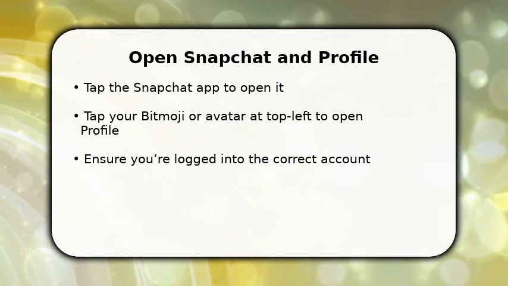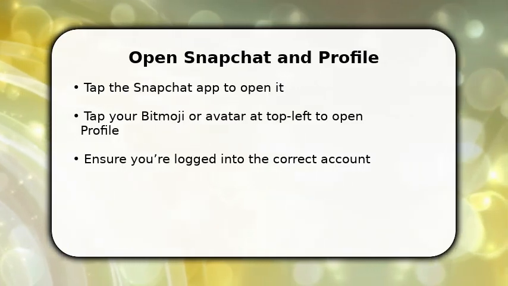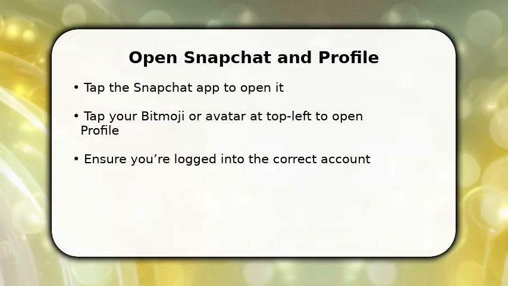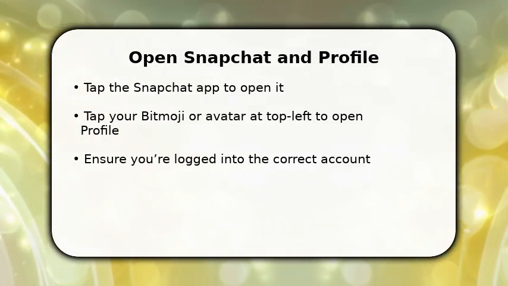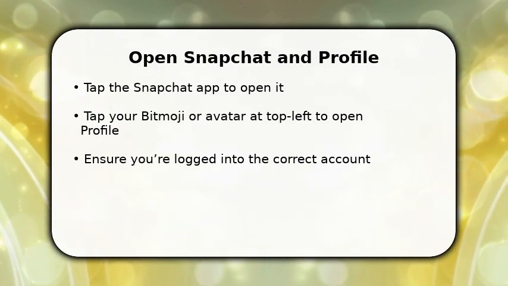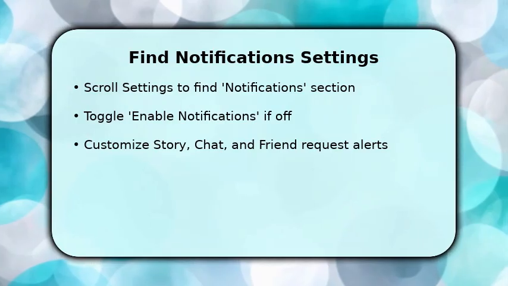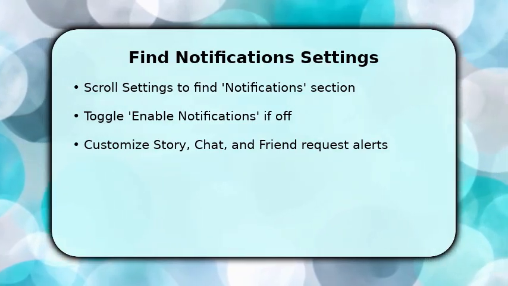Make sure you're in the account whose notifications you want enabled, because account-specific preferences won't sync across other logins. Once done, tap the gear to move into settings and prepare to change notification controls. You'll now scroll within settings until you find notifications. This is where Snapchat groups all alert controls.